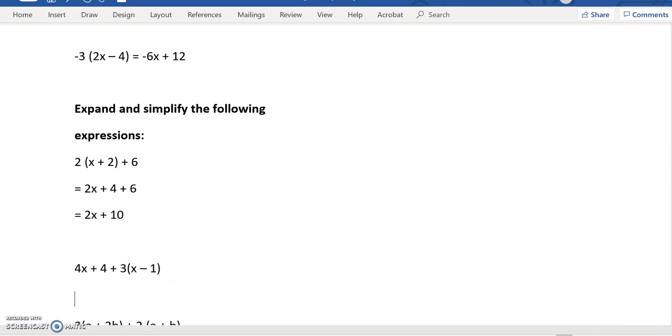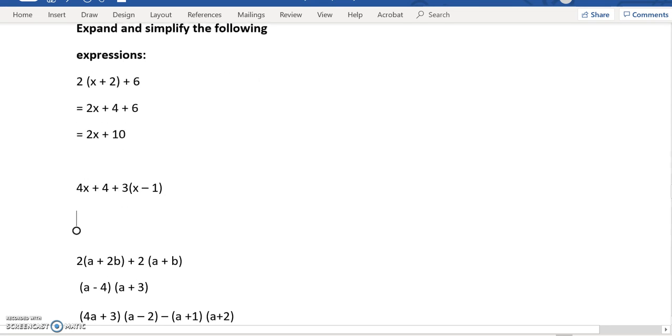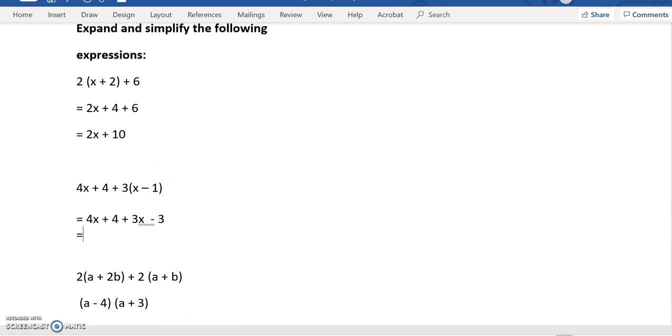The next one, we've also got some brackets that we're going to have to work through. So we'll go straight to those brackets first. We'll leave this as 4x plus 4. Now the brackets: 3 times x, that's going to be 3x. And we've got the little trick where we've got a positive 3 times a negative. 3 times negative 1 is going to be negative 3. And we can simplify this a little bit further because we've got 4x plus 3x, which is 7x, and we've got 4 minus 3, which is 1.